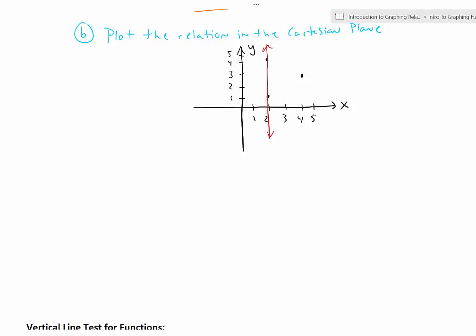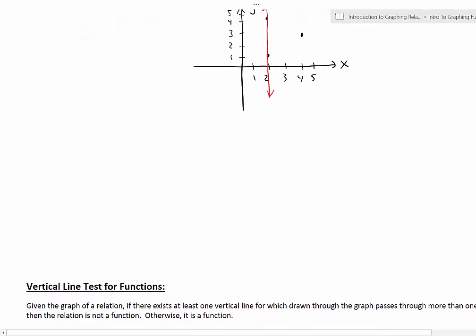If we draw a vertical line and it passes through more than one point in the graph of the function, then what that's going to mean is that there are multiple outputs for a single input, hence violating the definition of a function. Whereas if that never happens, then it's a function. So a function graphically means no matter what vertical line you draw, it passes through at most one point on the graph of a function.